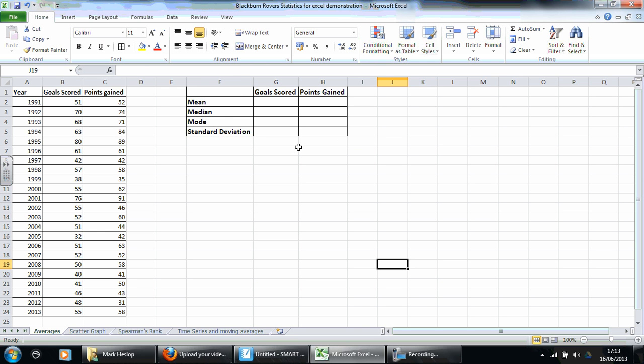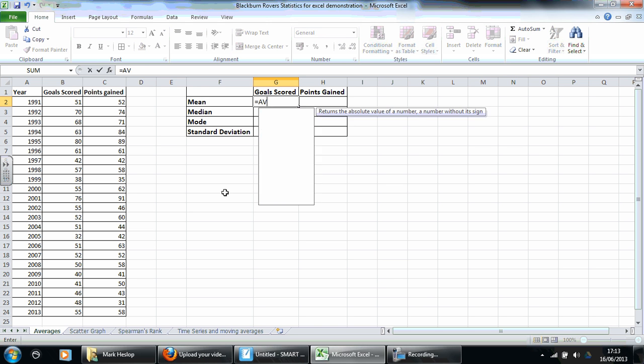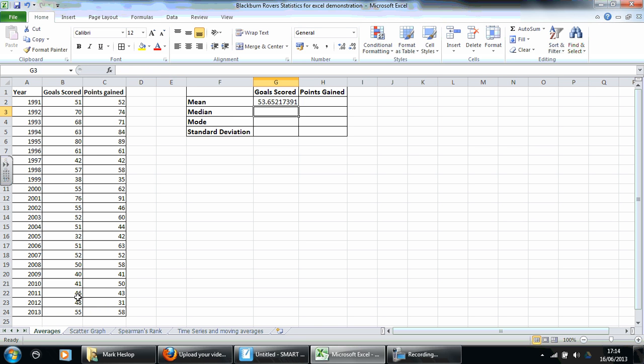I've set up a little table here to find the mean, median, mode and standard deviation for goals scored and points gained. And that's quite easy to do on Excel. To find the mean, what we do is put equals, because we're writing a formula, and it's just average. I can click on it once it starts to come up. And all we have to do now is select the data that we want to find an average of. You want to find the mean of all this data. And there we go, it's done it for us. It's found the mean of that set of data.